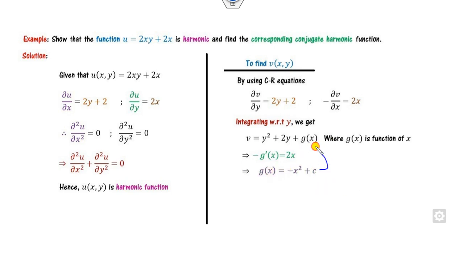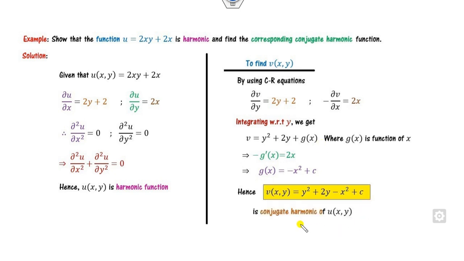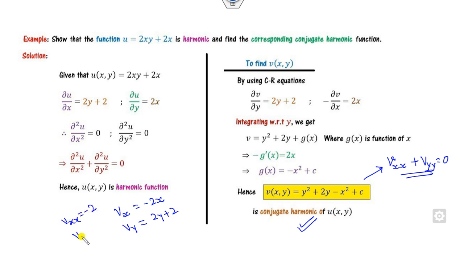I can substitute this value of g here. You will get v, the harmonic conjugate. You can also check your answer in the examination, whether vxx plus vyy is 0. If this does not hold, then your answer will be wrong. You can see vx, the partial derivative with respect to x, is here. What is vy, the partial derivative with respect to y, is here. Now you have to find vxx. vxx is minus 2, vyy is 2. You can see if you add them, it's 0. So this answer is correct.